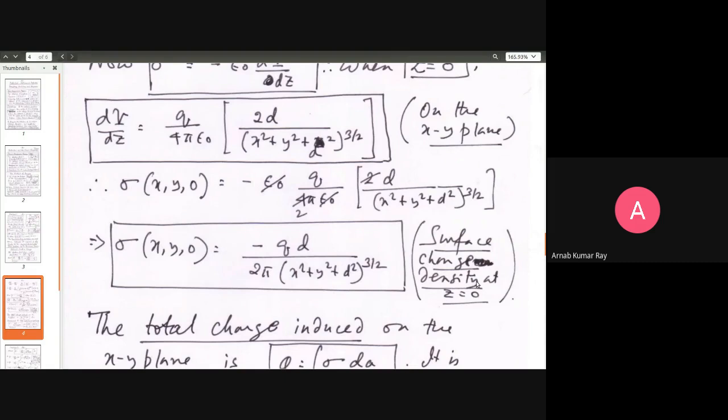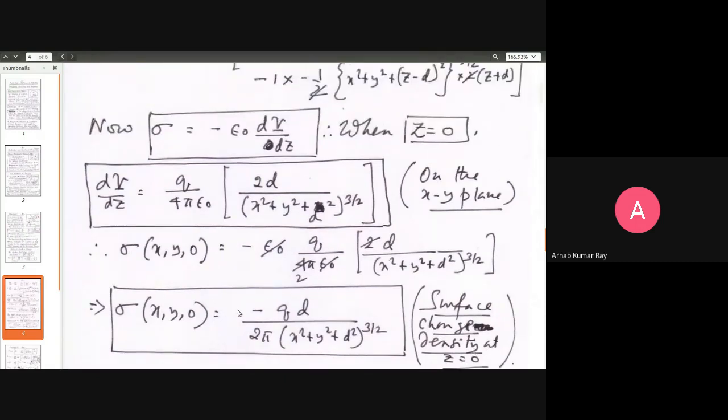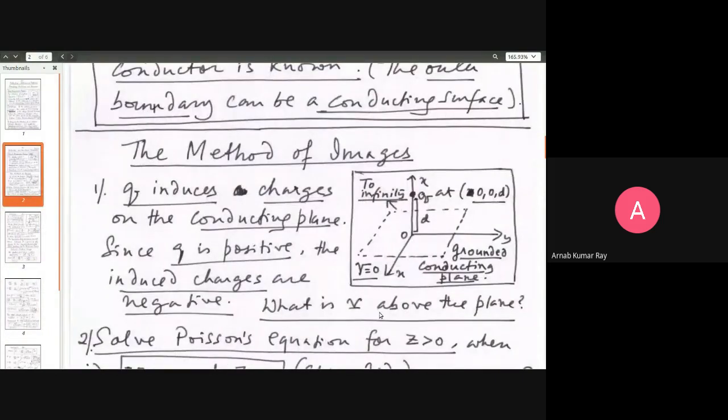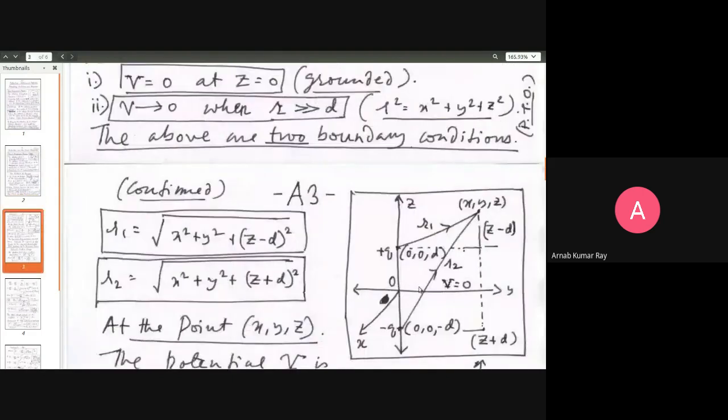So that is the surface charge density at z equal to 0. So basically, what is it? Now, going back to front, we have been able to calculate what the surface charge density is going to be like. This is the surface charge density, which if we had known, then we need not have worked on the equivalent problem.